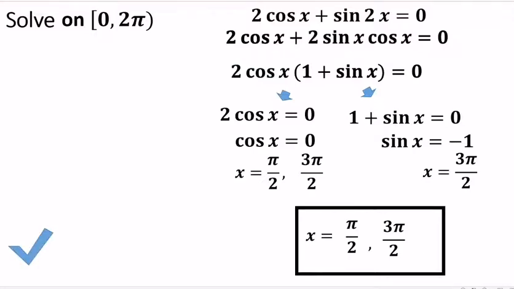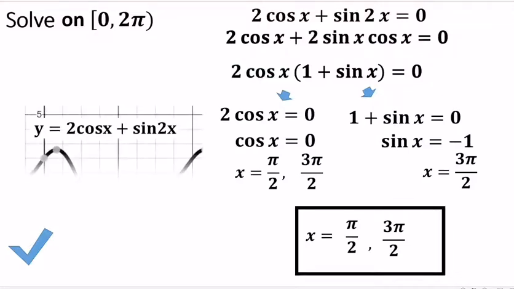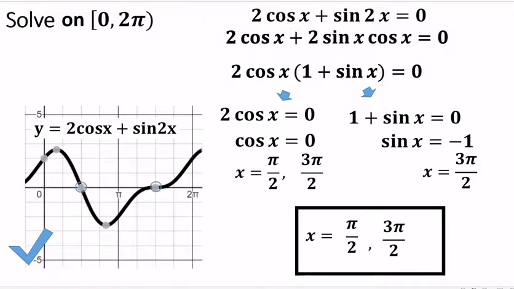If we want to check our answer, we can graph the equation. X-intercepts are the solutions to the equation. Notice I have only graphed from 0 to 2 pi. We only have 2 x-intercepts from 0 to 2 pi.